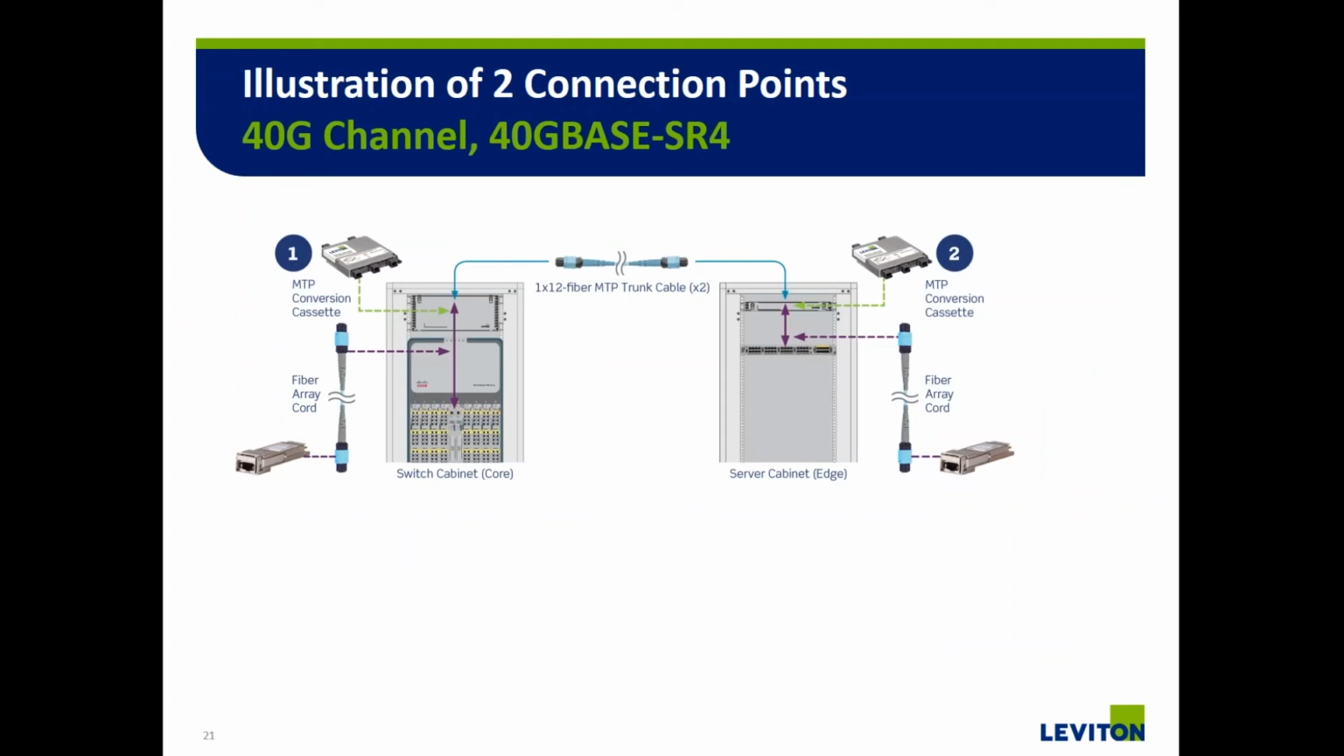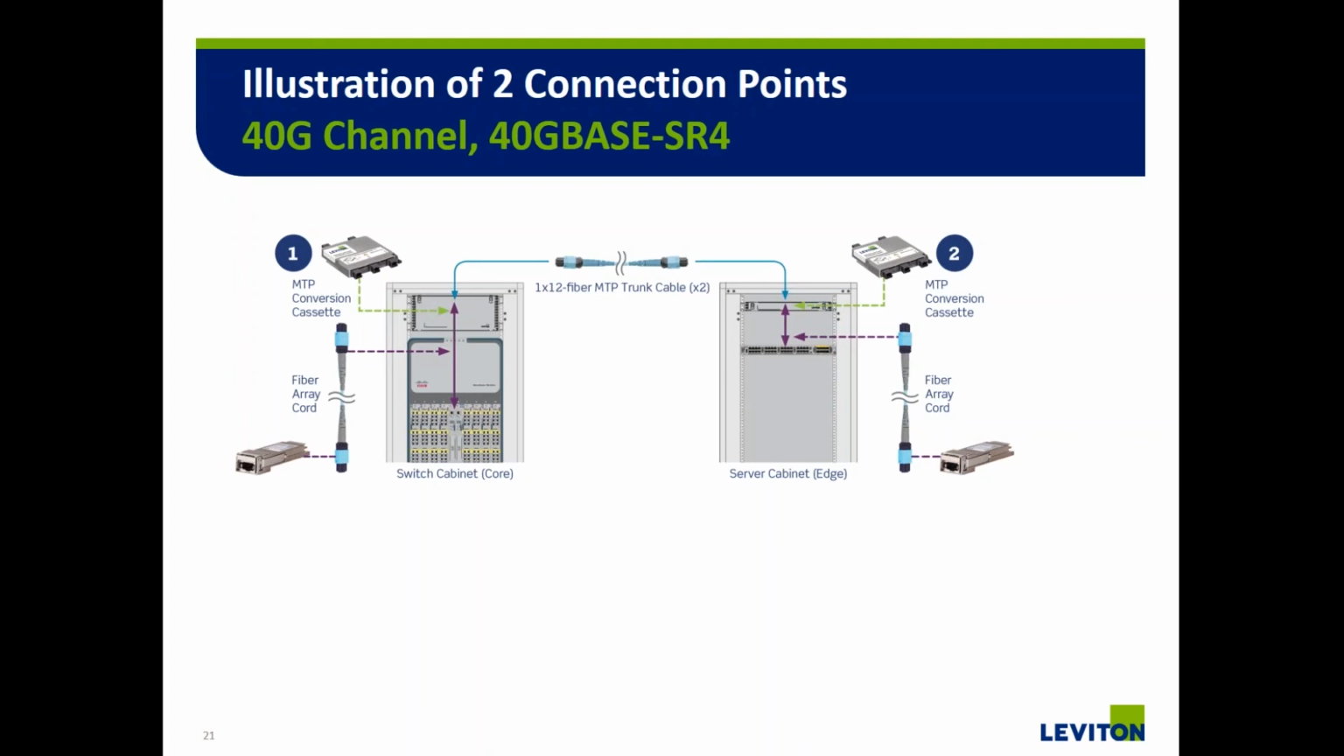Migrating from 10 gig to 40G SR4, MTP to LC cassettes are replaced by MTP to MTP conversion cassettes as one option. Instead of conversion cassettes being used, MTP pass-through adapter panels can be used in combination with MTP array cords, which I will show in the next slide.